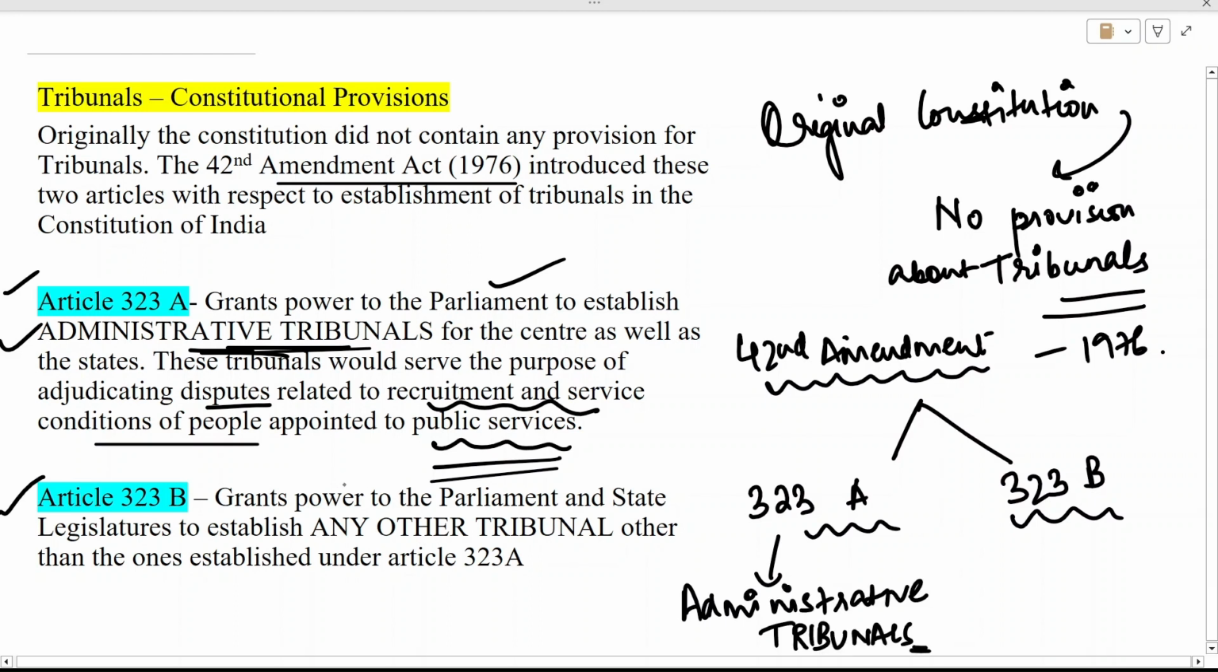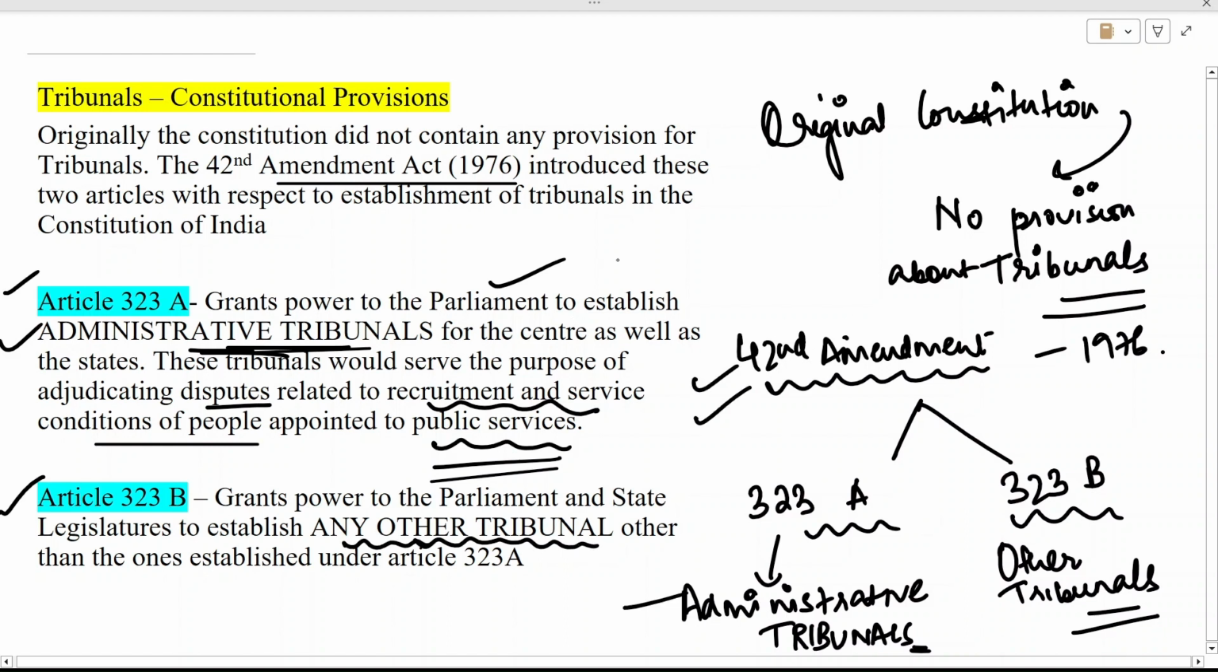And Article 323B is very easy. Any other tribunal other than the administrative tribunals. All the tribunals that we have just spoken about, National Green Tribunal, Consumer Redressal Commission, Income Tax Appellate Tribunal, National Company Law Tribunal, all of these tribunals come in the category of other tribunals. Parliament and the state legislatures both have the power to establish any other tribunal as per the requirement.